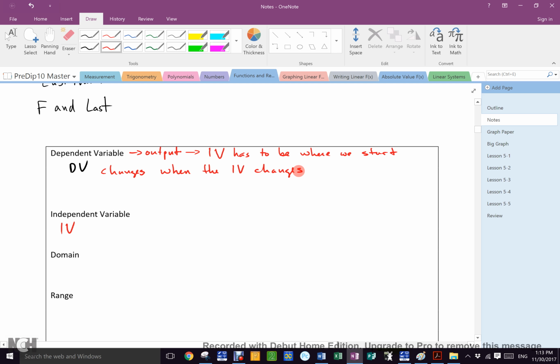And think back to the dog chart, right? If I keep saying hound, what's the output? 60. Hound. 60. Hound. 60. Listen to me. Hound. 60. Understand? Did the IV change? No. So the DV didn't change.